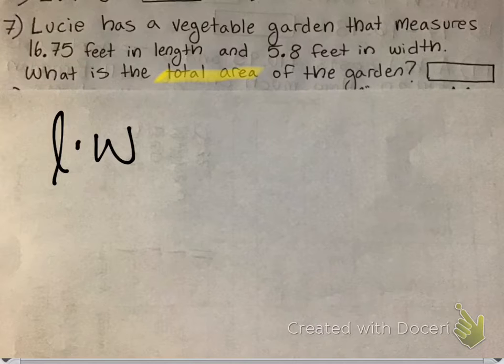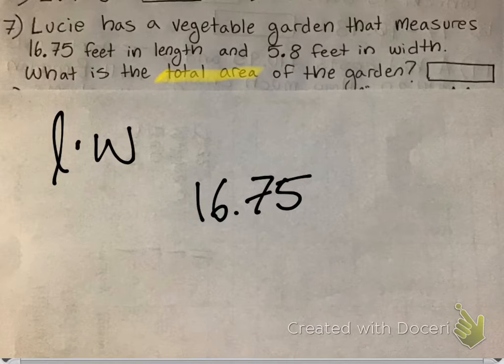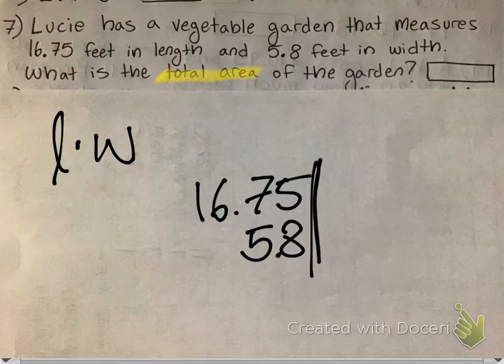Forever and always. So our length is 16.75. Our width is 5.8. Once again, we don't line up our decimals. We line them up at the far right. We had to move it over 1, 2, but now an additional third. So it doesn't matter how many times we move it over or from what number. It still is always how many times we're going to have to move it back. So in the end, we're going to move it back 3 times.